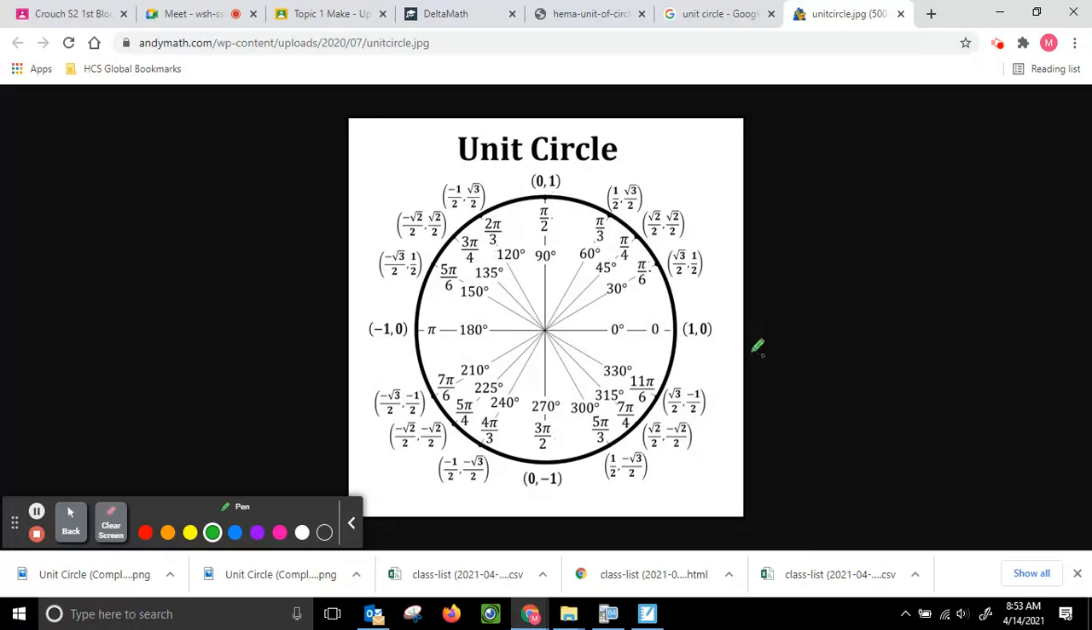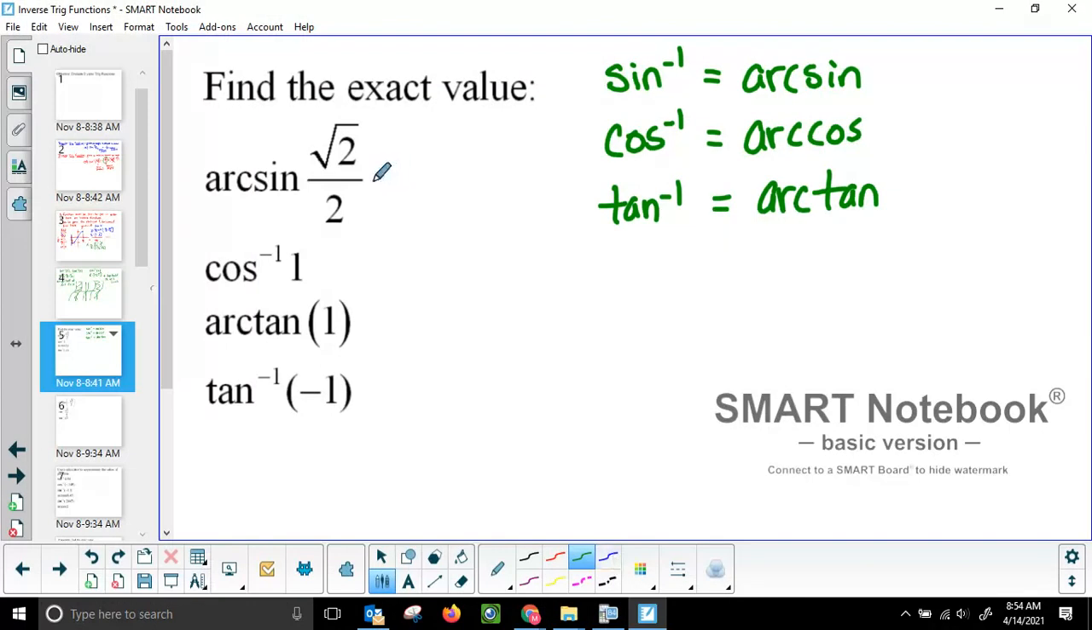Yeah, 45 degrees or pi over 4, right? So it depends on whether you're asked to do it in degrees or radians. If you're asked in degrees, 45 degrees would be the correct answer. If you're asked in radians, pi over 4 would be the correct answer. So we can come back here and say, okay, well, this equals pi over 4. And that's it. That's all we have to do.